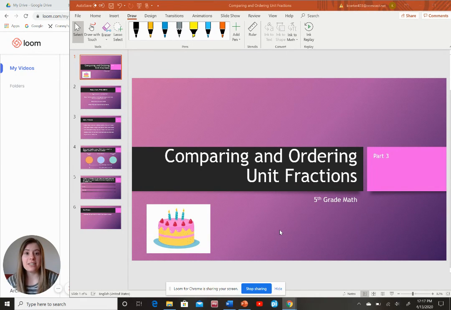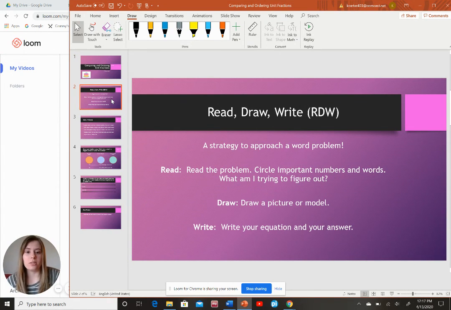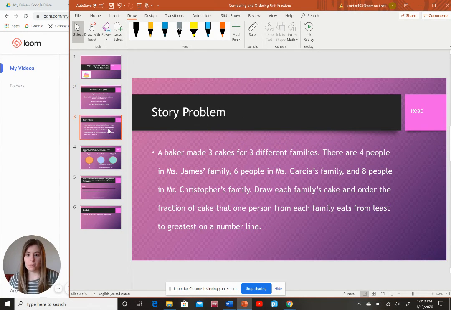So we are continuing to use our RDW (read, draw, write) strategy as we try to solve some story problems and order some fractions. Just as a quick reminder, you guys are becoming experts at this, but RDW just means that we are going to read the problem, we're going to draw a picture, and then lastly, we're going to write our equation and our answer. So we'll hop right to our story problem for today.